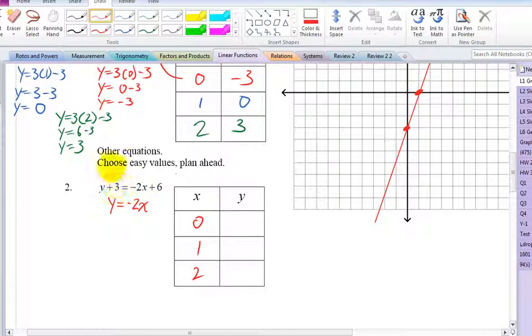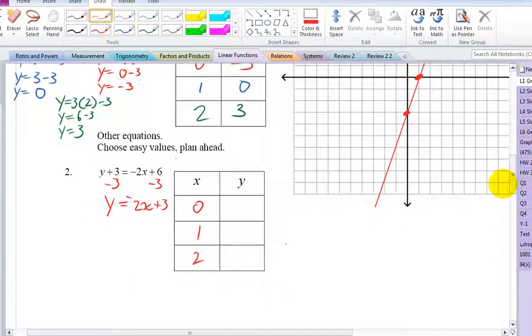The first thing I would do is move the plus 3 to the other side by going minus 3. And so now you have negative 2x plus 3 on the right. Okay, so that's what I would do first of all. So working on your algebra skills, you have to do the opposite. You have to keep it equal.